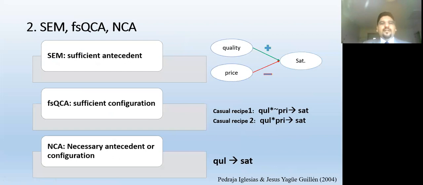So we need to know what combination of the factors leads to satisfaction as an outcome, or performance as an outcome. Using SEM and fsQCA, we could understand the sufficient antecedent factors and sufficient configurations. Still, we didn't know what factors are necessary. What does necessary mean? Necessary means that without this factor, we would not have that outcome. So we need one more analysis, which is necessary condition analysis. Using necessary condition analysis, you can identify the necessary factor for your outcome. So for example, in our case, quality is a necessary factor for satisfaction. Maybe price is not necessary, but quality is very important, is critical.